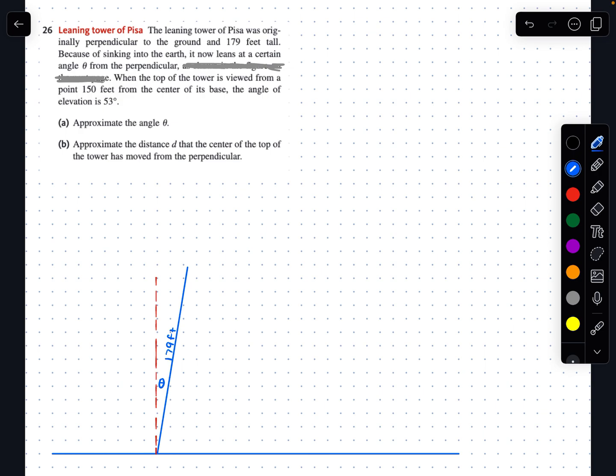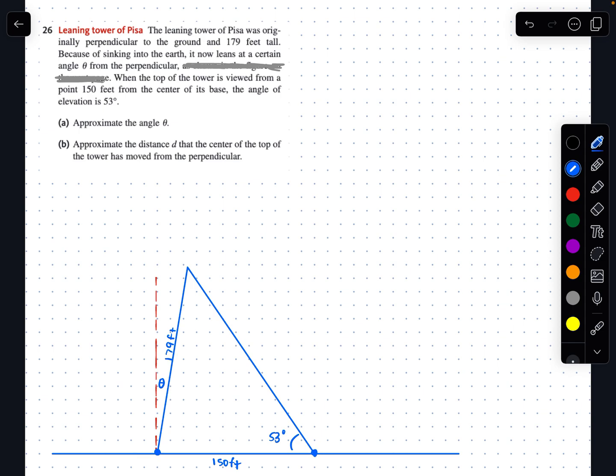It leans at an angle when the top of the tower is viewed from a point 150 feet from the center of its base. Okay, what the heck are they saying here? We need to go out 150 feet from the center of the base of the tower. That there's an angle of elevation up to the top of the tower of 53 degrees.